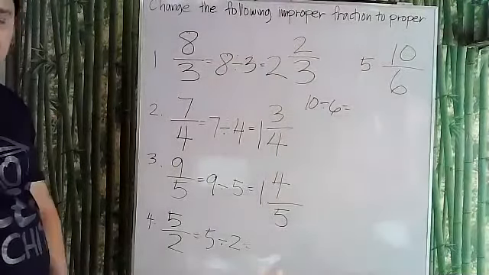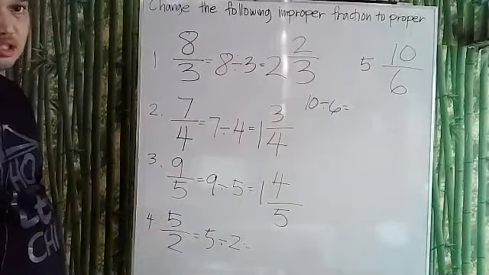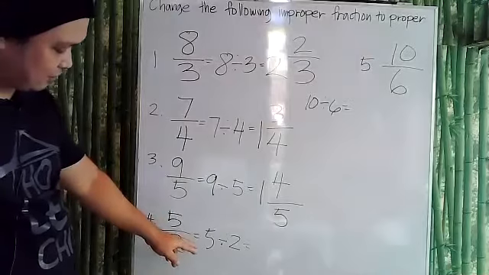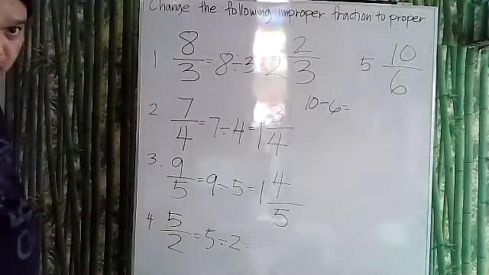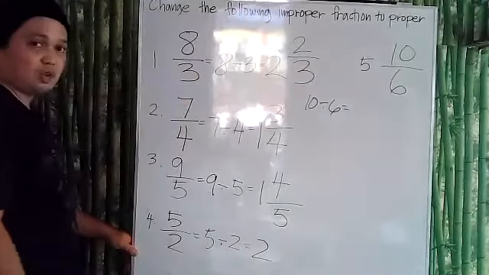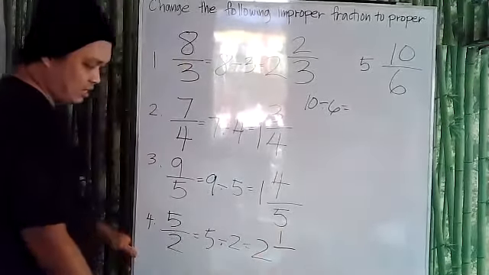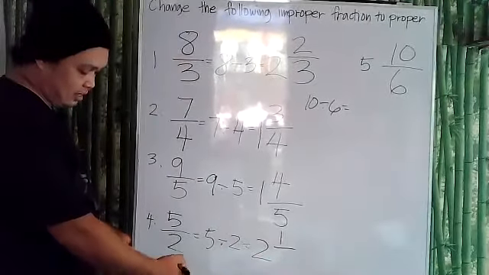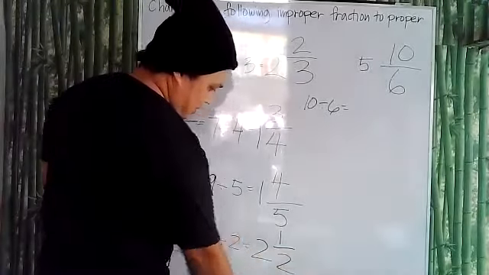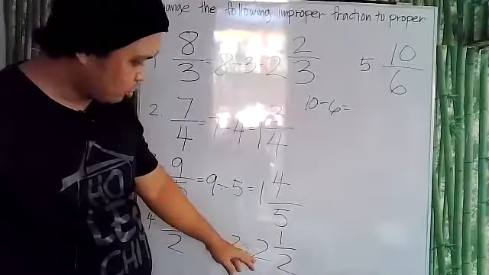Okay, number 4, we have just a sequence. For number 4, we have 5 over 2. And to change that improper fraction, we have to divide 5 divided by 2. How many 2s are there in a 5? There's 2, right? Because 2 times 2 is 4. And we have a remainder 1 to achieve 5. And our denominator here is 2, the original denominator. So 5 halves here becomes 2 and 1 half.